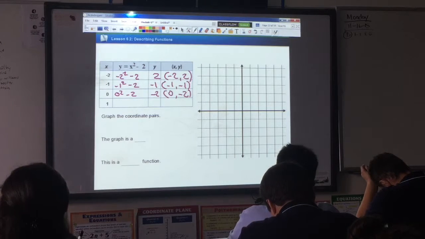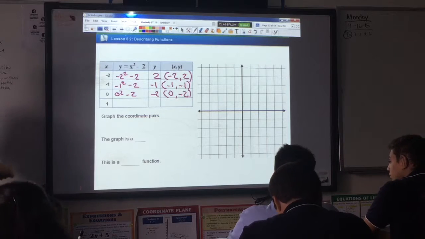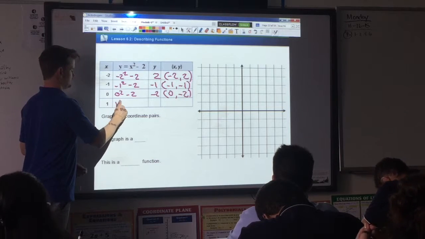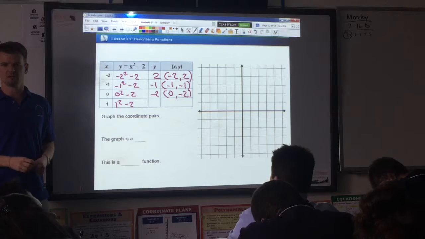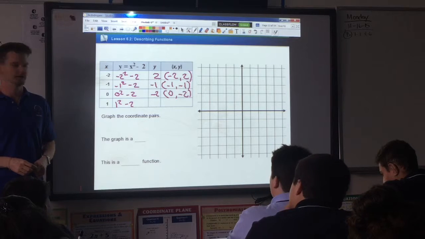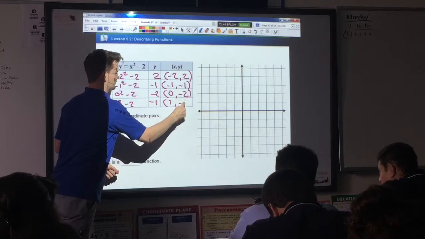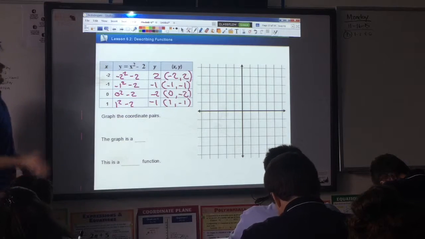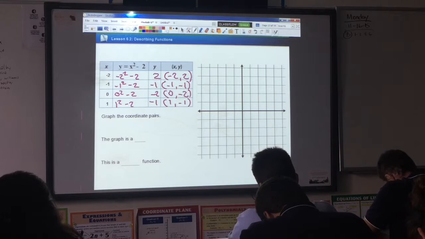And Mr. Mota, I'm going to substitute in 1. Tell me, what am I going to write? 1 squared minus 2. What's 1 squared? 1. And 1 minus 2 is? Negative 1. So I substitute in 1, and I once again get out negative 1 on the other side. I have all 4 coordinate pairs. Now I have to go in and I have to graph them.